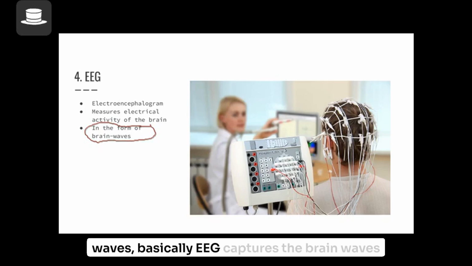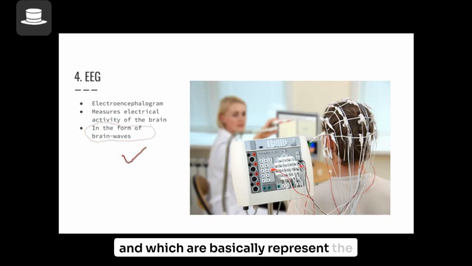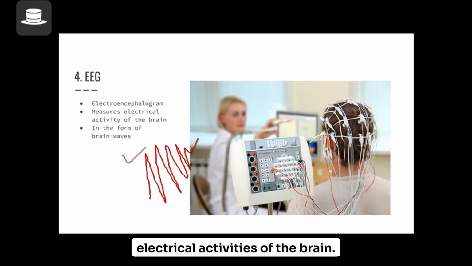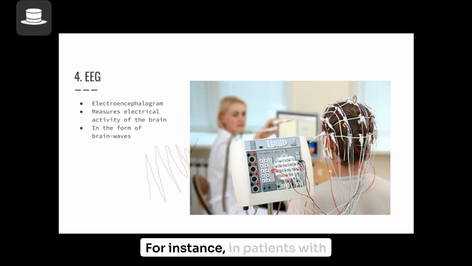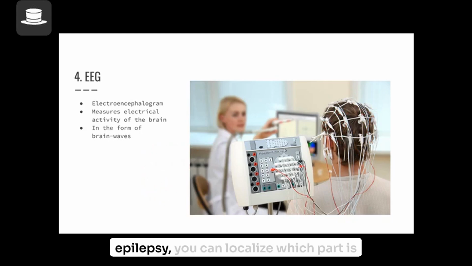Basically, EEG captures brain waves, which represent the electrical activity of the brain at a point in time. By capturing the electrical activity of different parts of the brain at any given time, you can locate any irregular activity. For instance, in patients with epilepsy, you can localize which part is causing or involved in the epilepsy, which is basically uncontrolled electrical activity of a specific part of the brain, right?